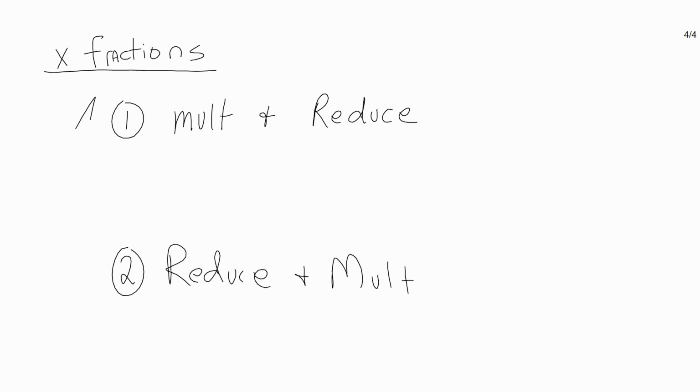Now, which one can you do all of the time? This is the one you can do all of the time. You can't do the second one all the time. So here's an example of multiply and reduce. 1 over 2 times 3 over 7. Okay, there's nothing to reduce. So I just go to multiply. 1 times 3 is what? And 2 times 7 is? Can I reduce 3 and 14? No. And you know this because you know your prime factorization. Okay?